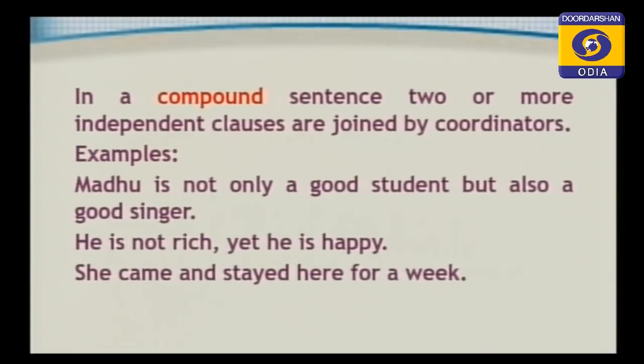In a compound sentence, however, two or more independent clauses are joined by coordinators. Examples: Madhu is not only a good student but also a good singer. So, Madhu is a good student, Madhu is a good singer, two independent clauses. They are joined by the correlative coordinator, not only but also. He is not rich, yet he is happy. He is not rich, he is happy. These two independent clauses are joined by the coordinator yet, and we get the compound sentence.